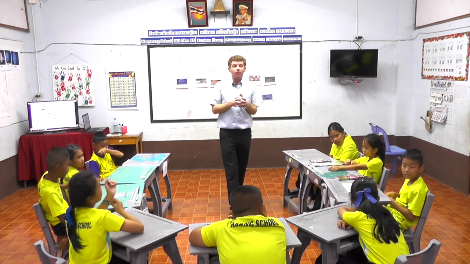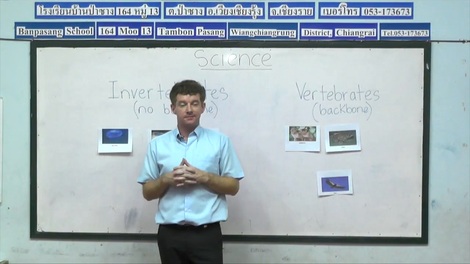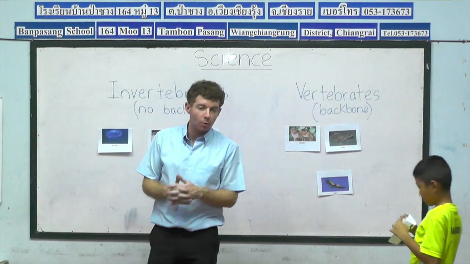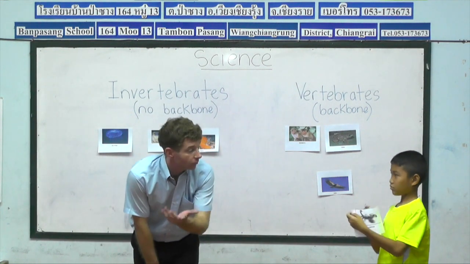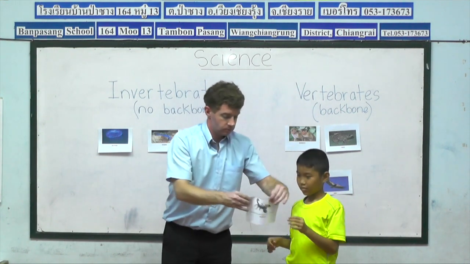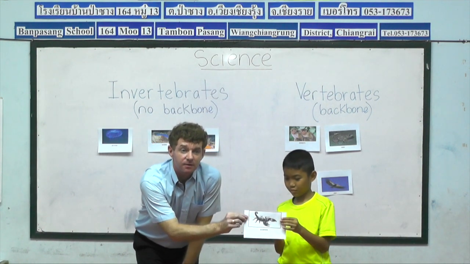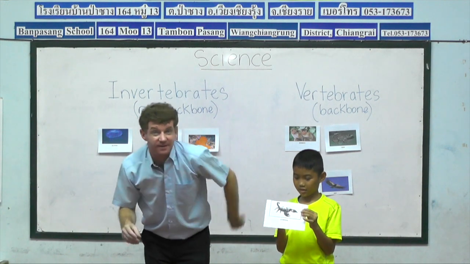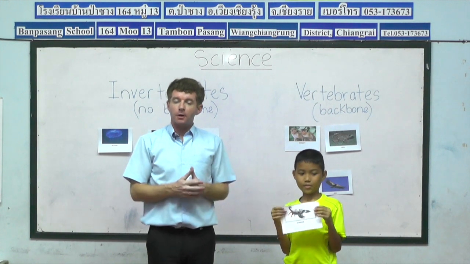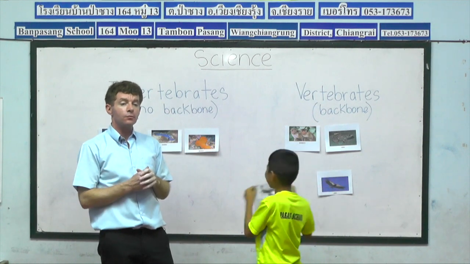Now it's Bang Pon's turn. What animal will Bang Pon bring forward? Let's see if we can remember the name of this animal. Quite dangerous. Bang Pon, can you show the class? Okay, there you go. Can anybody remember the name of this animal? With its two pincers and its stingy tail? Scorpion. Now have a close look, guys. Does this type of animal have a backbone or no backbone?